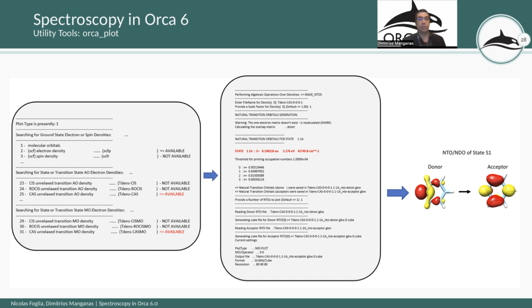And then by choosing the transition density to the first excited state, one can generate the donor and acceptor NTO orbital pairs in a form that can be visualized directly. We hope in this way that the usually very convoluted excited state analysis of spectra may become a more routine analysis for the average user.